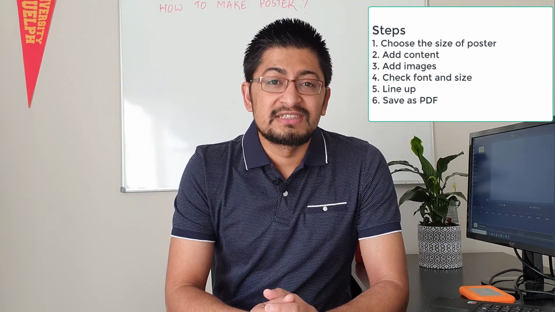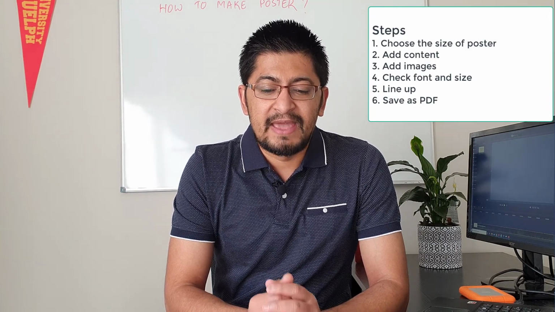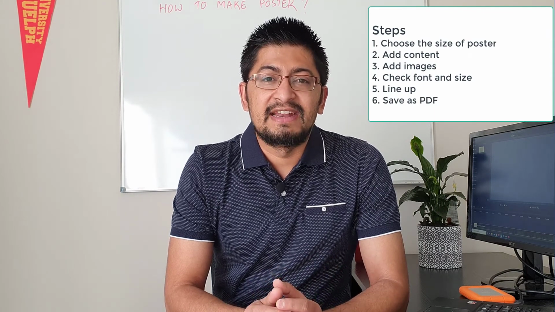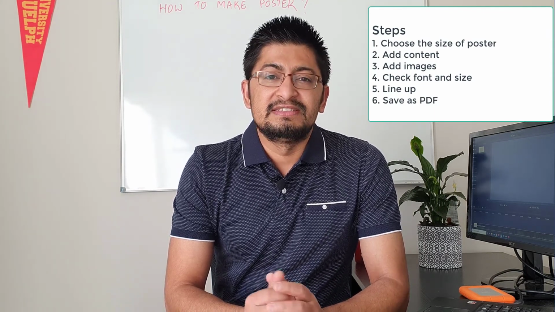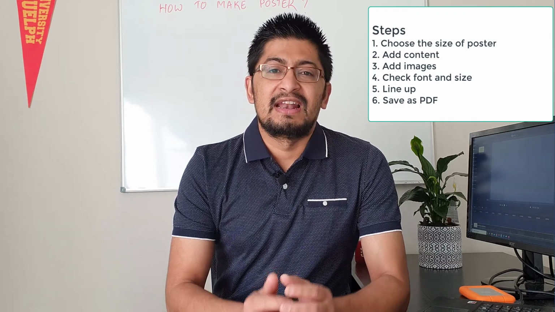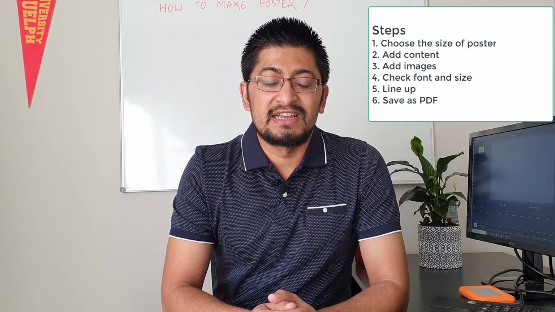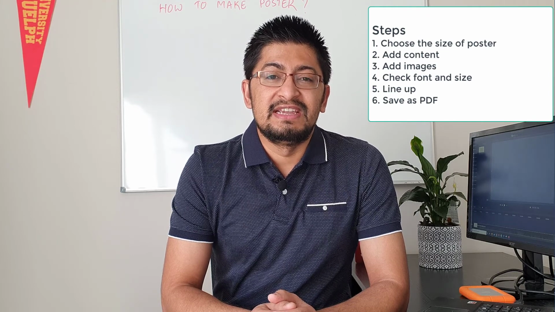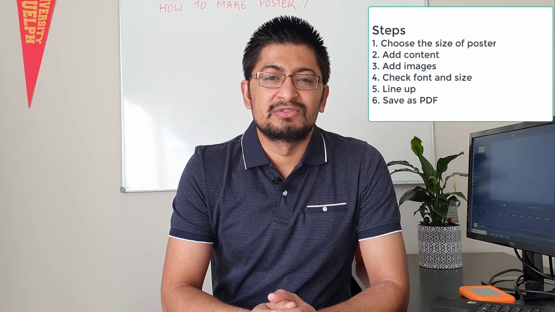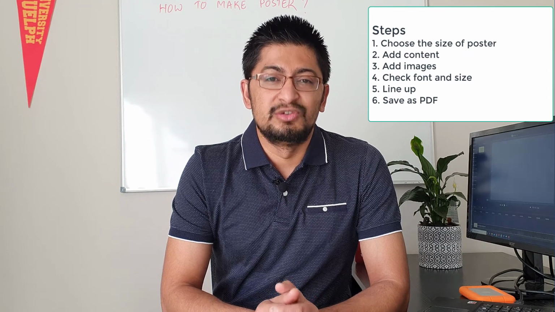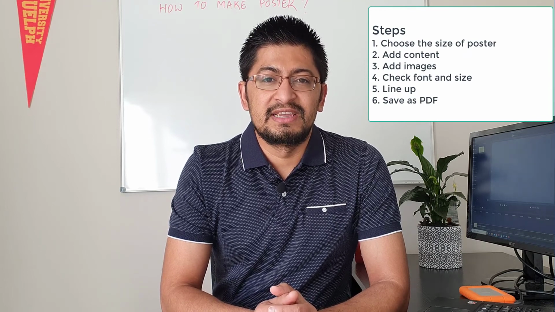And to make a good poster, there are a few steps, and I'm going to show you those steps using PowerPoint. The steps needed to have a good poster include choosing the right size of the poster, then adding content, then adding images in the poster, checking the right font and size, and lining up all the content so that it has a very good layout, and saving it in a PDF format so that you can send that PDF file to print. All right, let's begin.